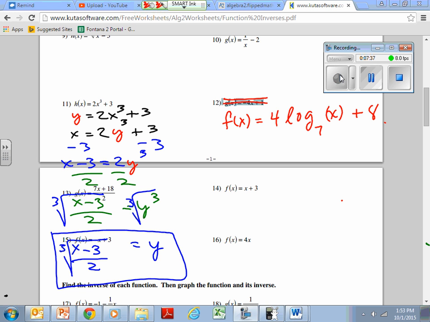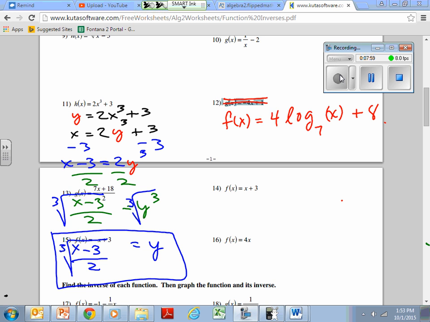It's as easy as remembering the opposites: the opposite of multiplication is division, the opposite of subtraction is addition. The opposite of log is raising it to the power of the base. That's the only part that's different. All right, let's do it.